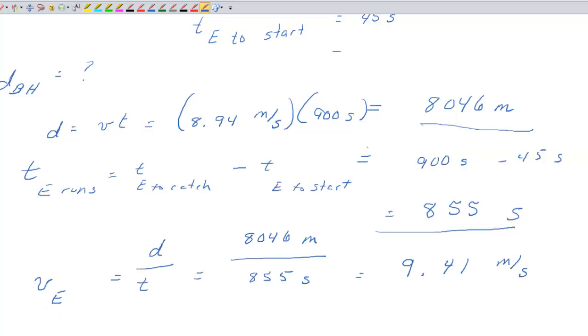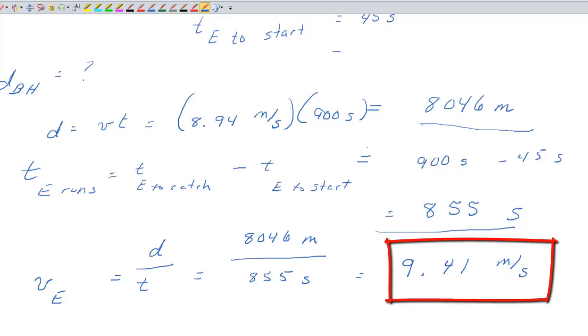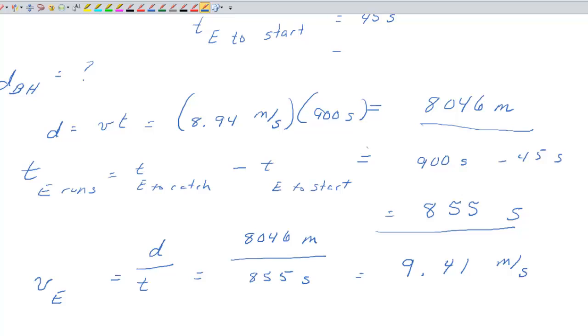And that velocity for Ellie would end up being 9.41 meters per second. I've clocked Ellie at about 11 or 12 meters per second, so she'd be able to do it. Whether she'd be able to do it for that long a time period, I'm not sure. She's never caught a blue heron, and let's hope it stays that way.